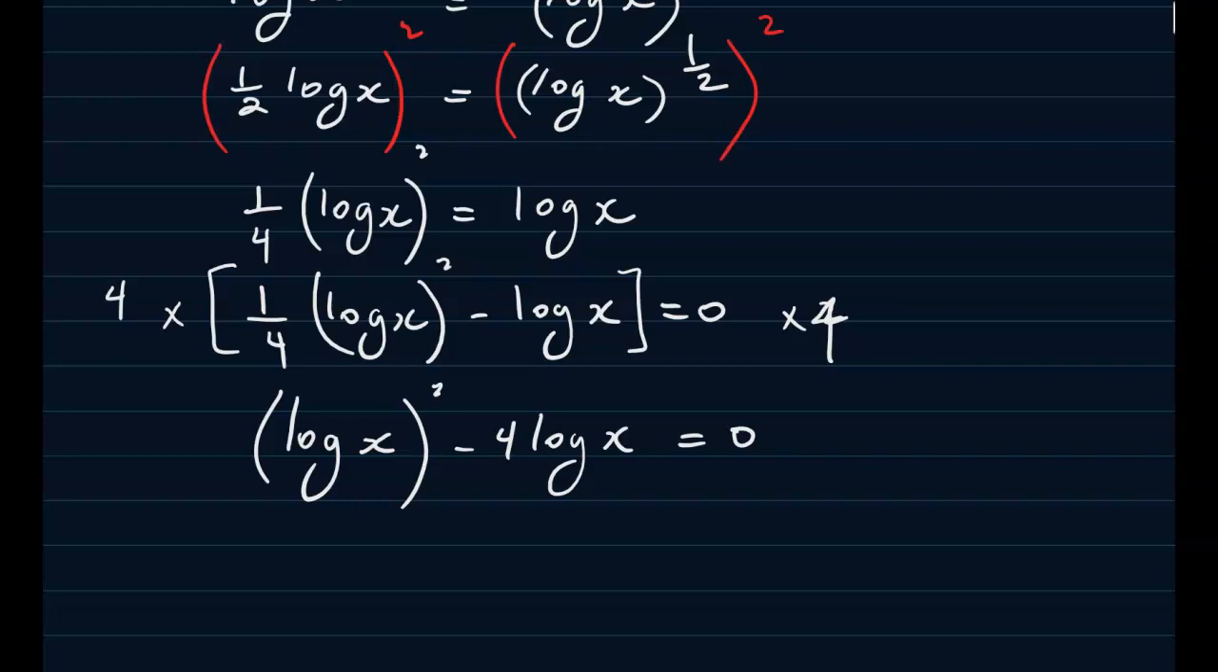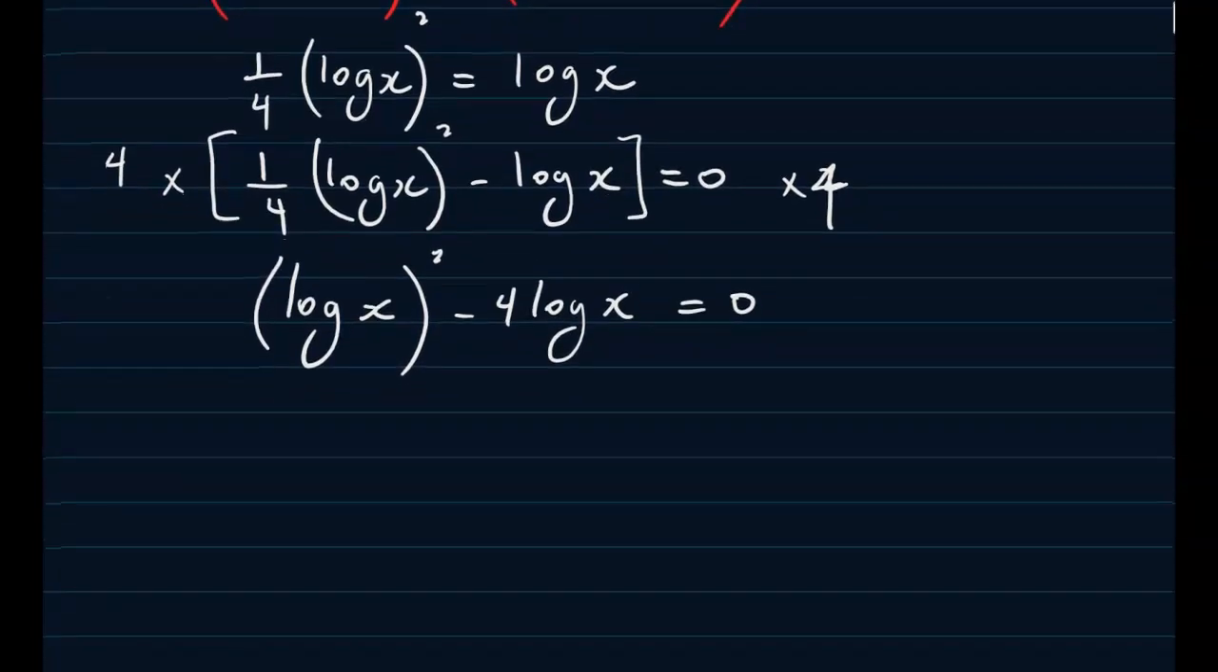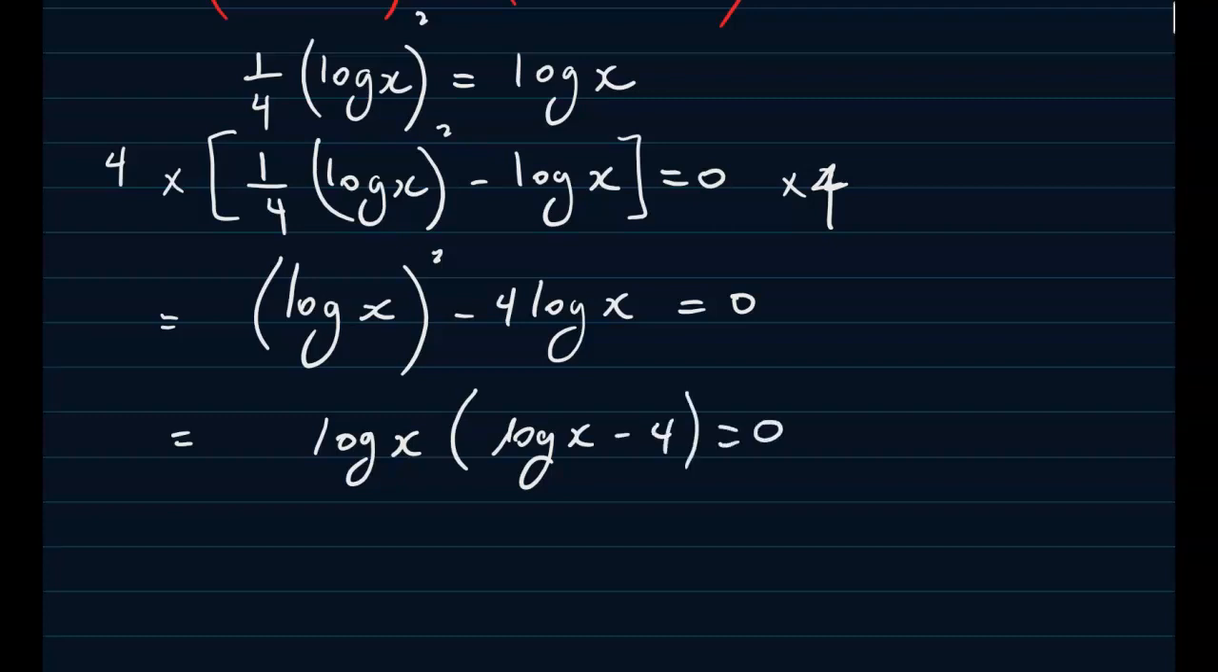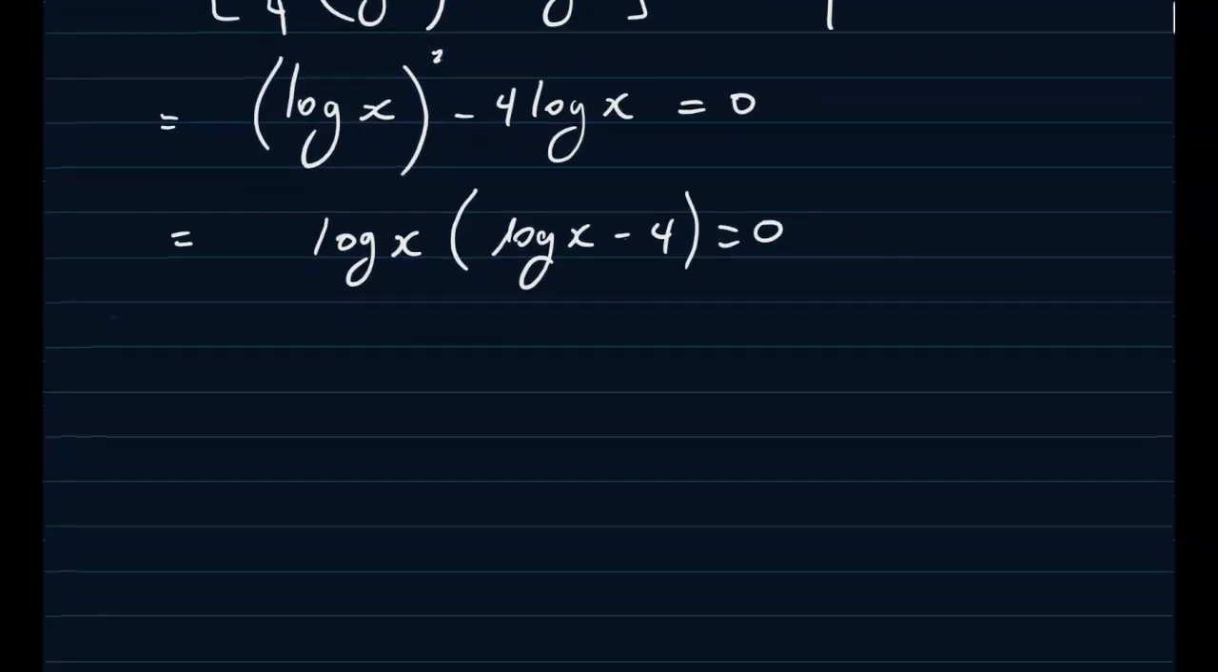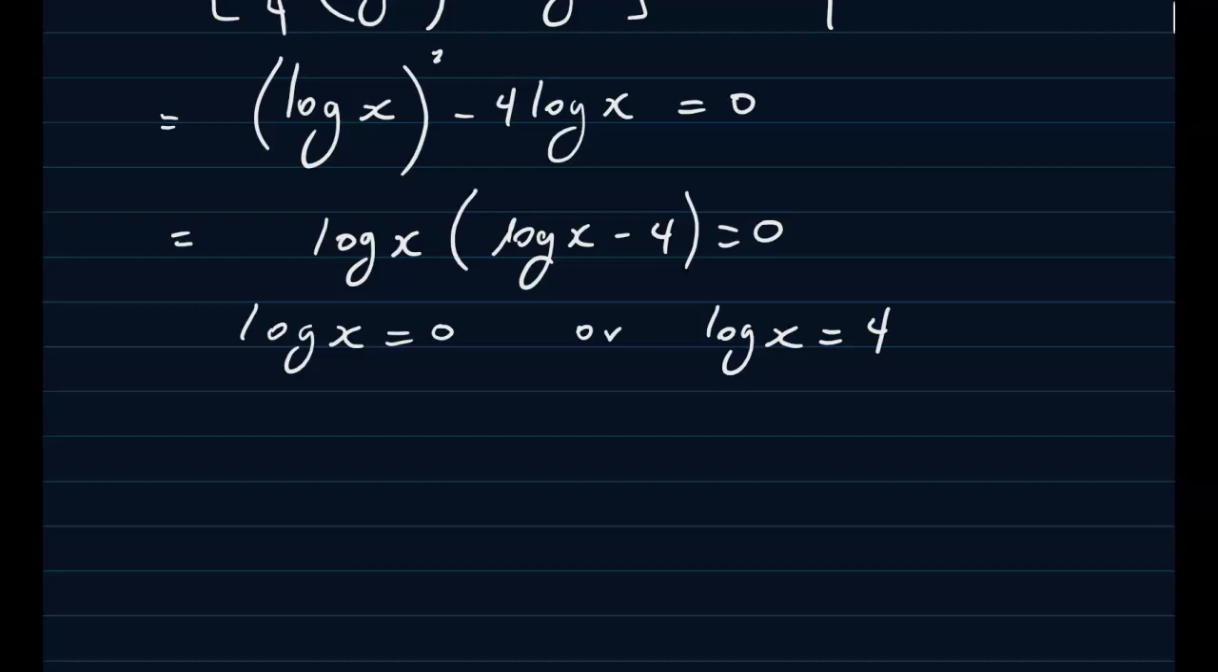Now that we have this, we can easily factor log of x out, since that's the GCF of the two terms. We take the log of x out, and we get log of x times (log of x minus 4) equals 0. Now we have a zero product rule, so we have two equations: either log of x equals 0 or log of x equals 4. The first, log of x equal to 0, is simply x equals 10 to the 0, and we know that x equals 1.